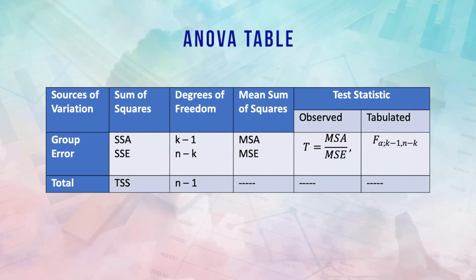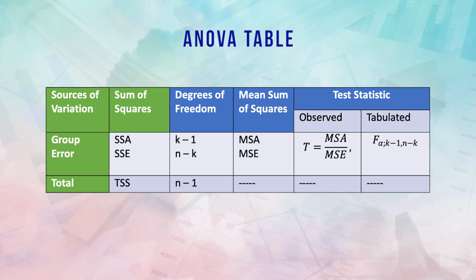And finally, we summarize all these things into a single table, which is very important. This is called the ANOVA table. So you see the components of the ANOVA table on your screen. This is the convention to put these columns in the ANOVA table. First, sources of variation. There are two sources of variation: one is group and the other one is error. And the total is the total variation.